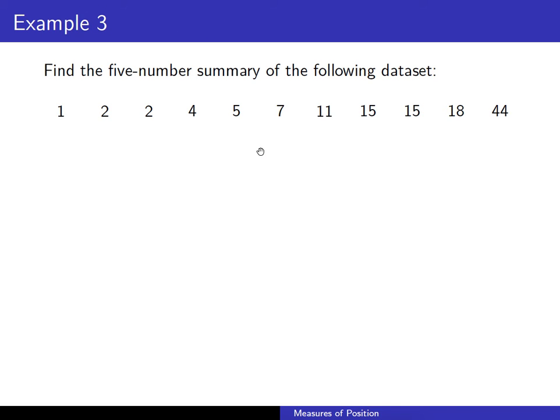So example 3, find the 5-number summary for the following data set. First of all, notice that our data set is arranged in order from least to greatest. If it's not in order, we're going to have to put it in order from least to greatest. That makes it real quick to find our minimum, which in this case is 1, and our maximum, which in this case is 44.